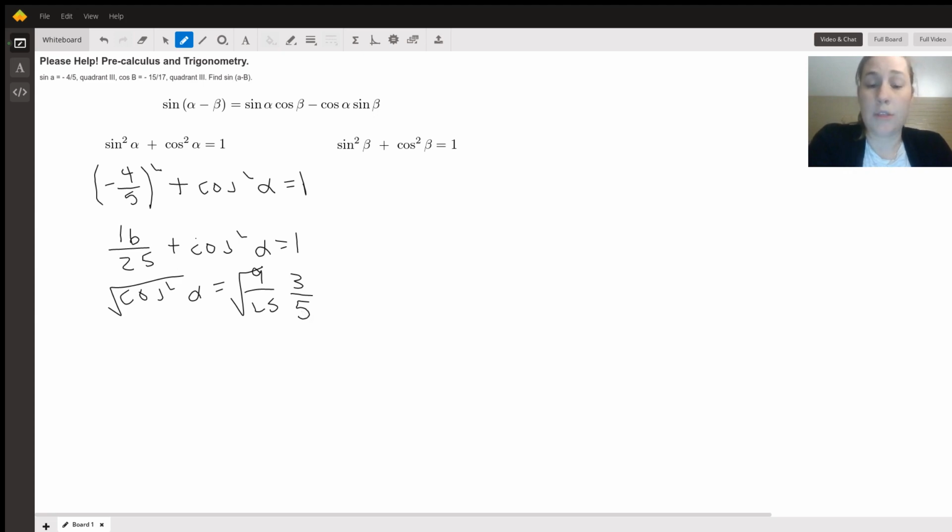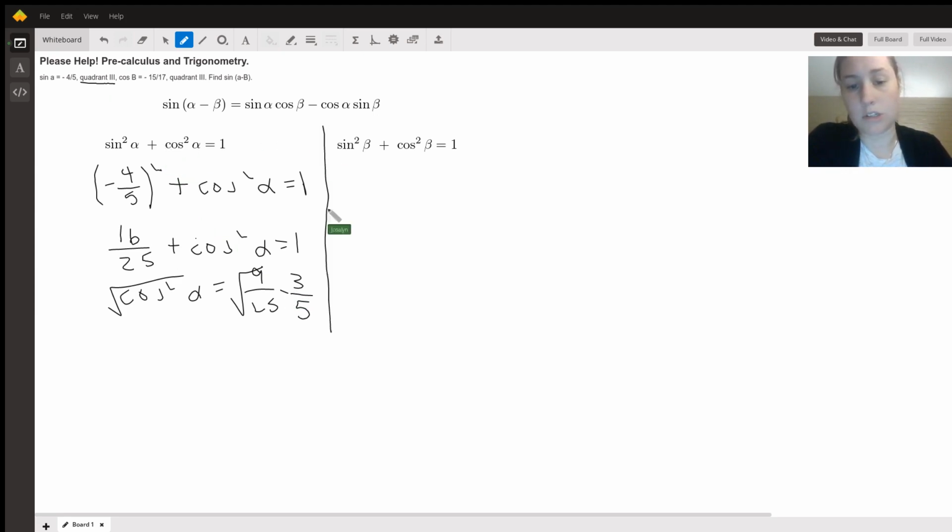Now, there is a sign that you have to take into consideration. That's why you have to go back up to the problem, and it says it's in quadrant 3. So is the sign positive or negative in quadrant 3 for cosine? It's negative. So we're going to have -3/5 for cosine of alpha.